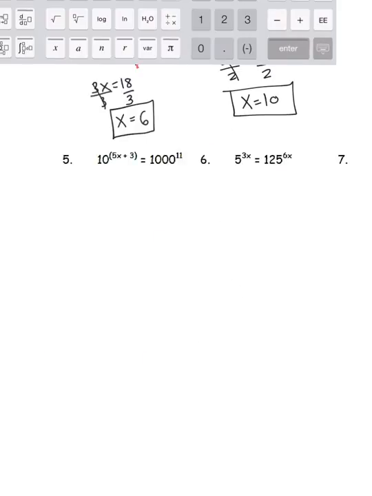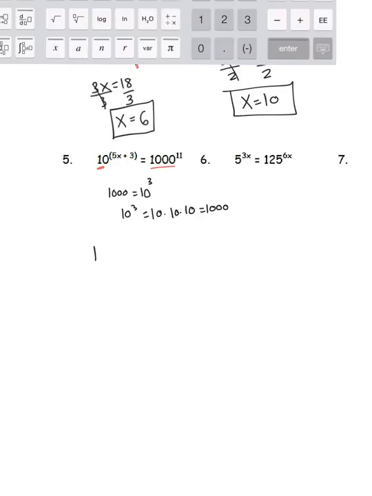Let's look at number 5 now. So my two bases are 10 and 1,000. The smaller number of those two is 10, so I know that I need the base of 10. So I need to figure out how to rewrite 1,000 as 10 raised to some power. Well, if I do 10 raised to the third power, that's 10 times 10 times 10, that would give me 1,000. So I need 10 raised to the third power.